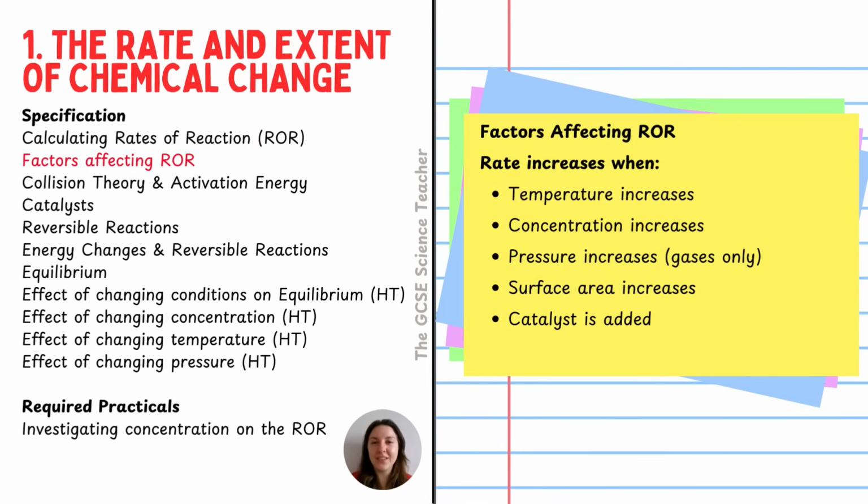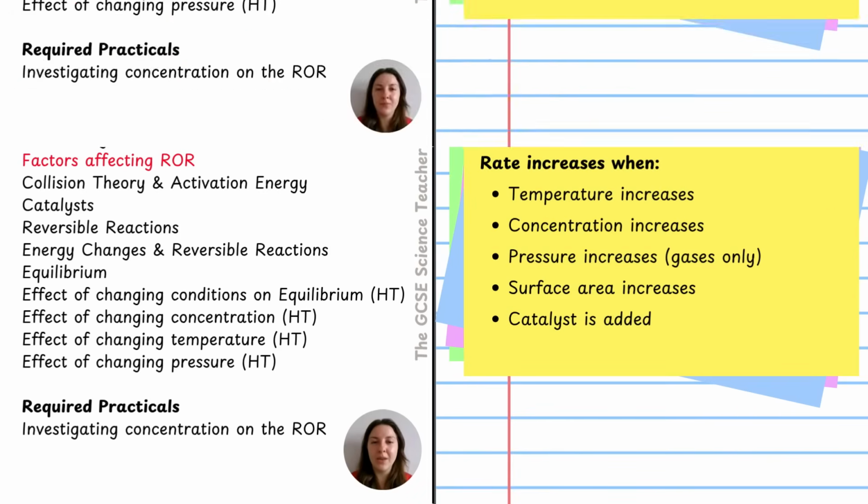Factors that affect the rate of reaction include temperature, concentration, pressure for gases only, surface area, and a catalyst. If we increase all of these, we increase the rate of reaction. Remember, if we increase the surface area, we are grinding up a solid to form more of a powder shape.